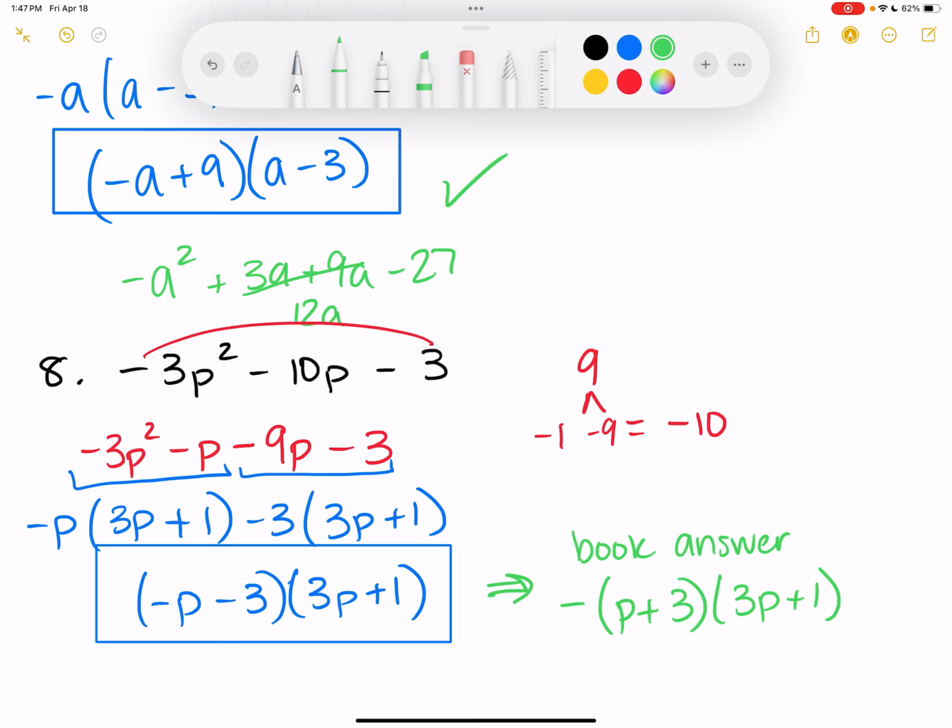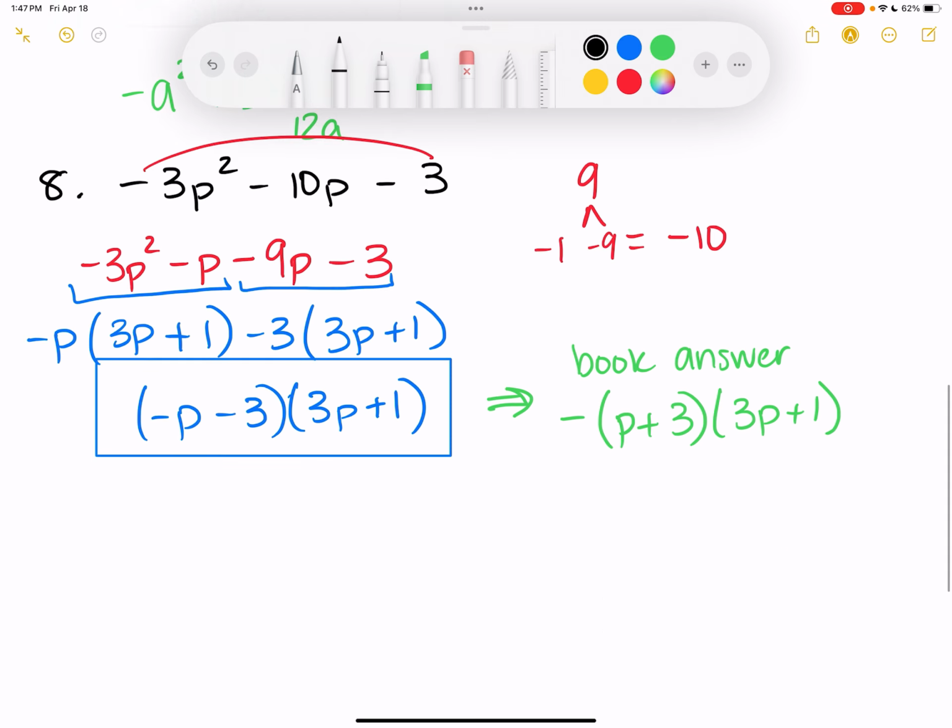Okay, finally one with a positive number in front. Number 10. 2t squared plus 5t minus 63.